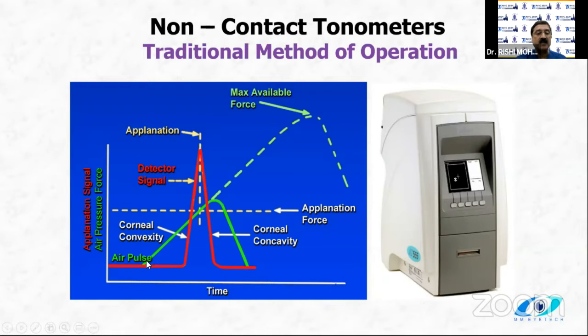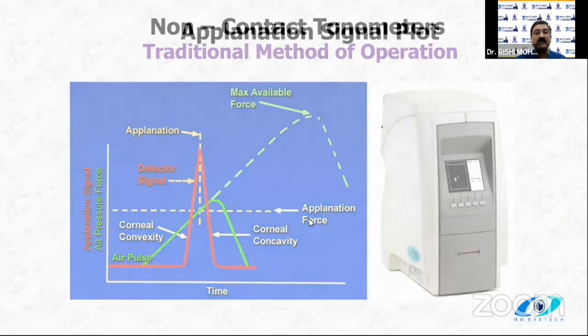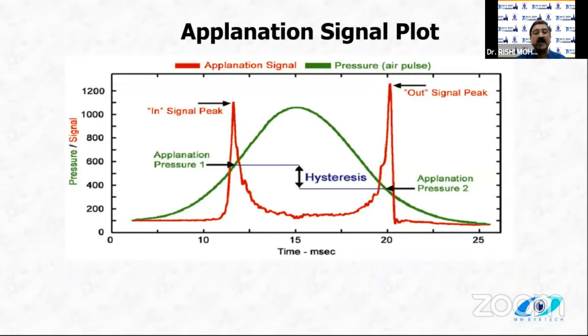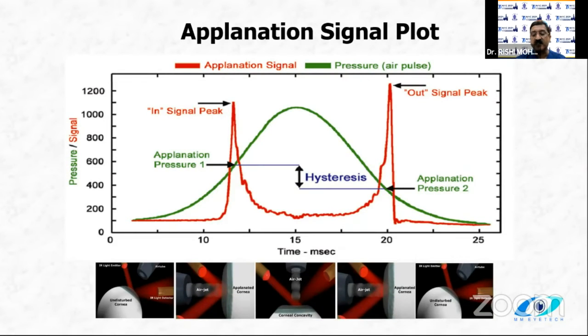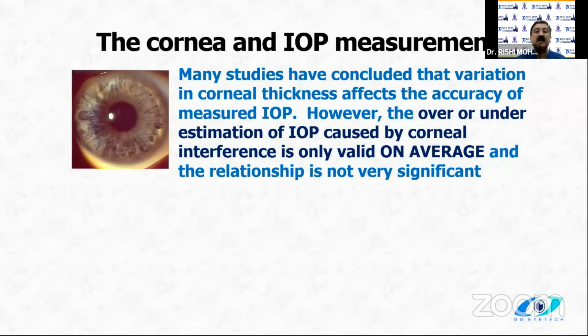So if one looks at the air pulse through one of these machines, as the air pulse goes up, at one point, there is going to be a flattening. And after that, the cornea becomes concave. NCTs lose interest beyond the first applanation point. However, these machines, which now are looking at corneal biomechanics, look at that first applanation point. They continue to make the cornea concave by increasing the pressure of the air pulse. And then as the air pulse pressure comes down, the concavity of the cornea comes back. And again, it reaches a state of plano or planar state, where that is an applanation pressure 2, which is the out signal peak. And it is this change that is then looked at with a great degree of interest by the instrument.